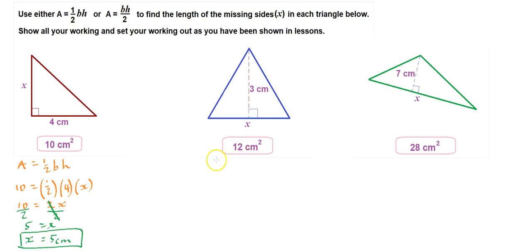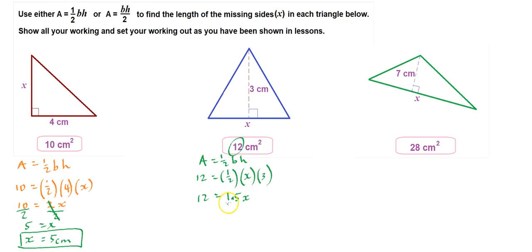Over here, let's try this one. So area equals 1/2 times the base times the height. I'm given the area, so it's 12 equals 1/2. The base is x and the height is 3. So 12 equals 1/2 times, well, x you can't do, but 1/2 times 3 you can. That's 1.5 times x is 1.5x.